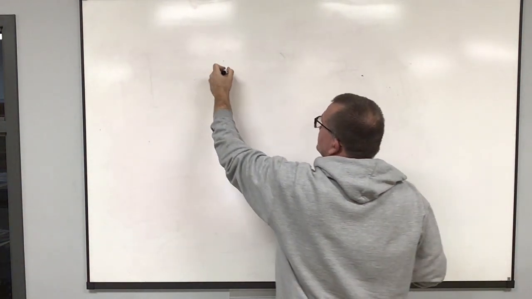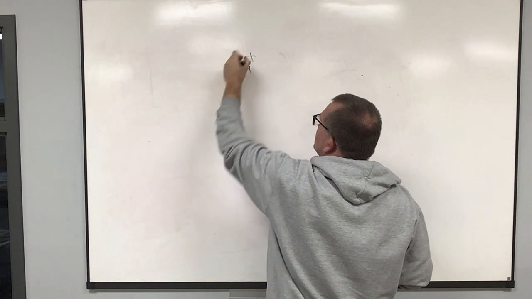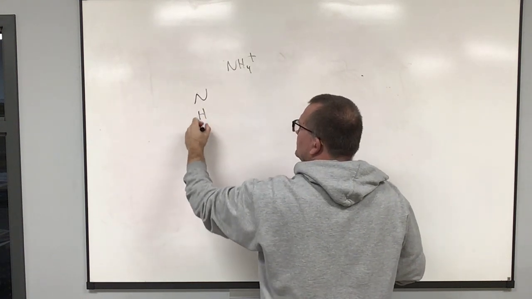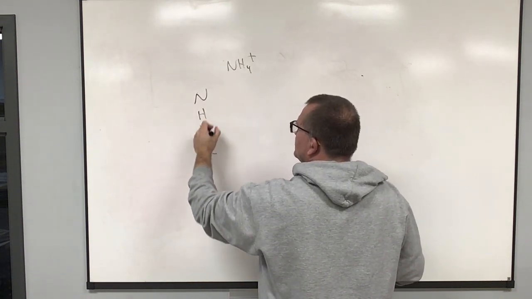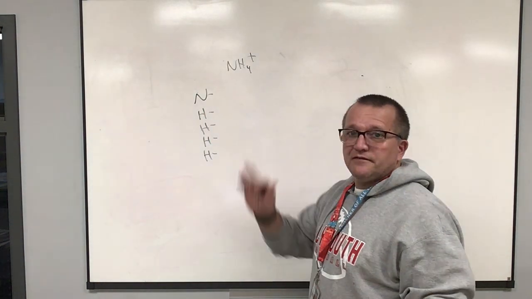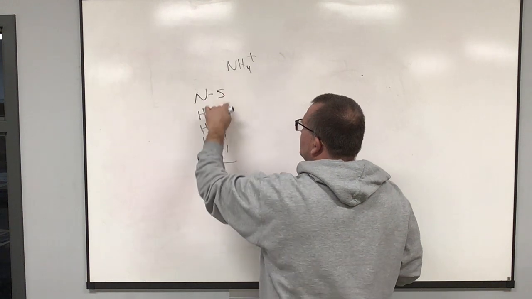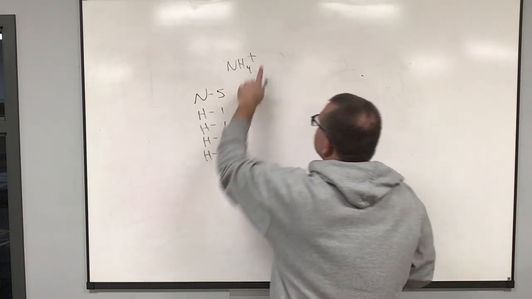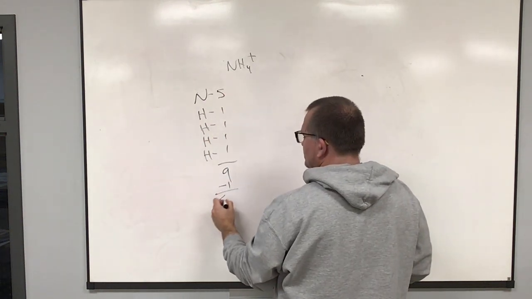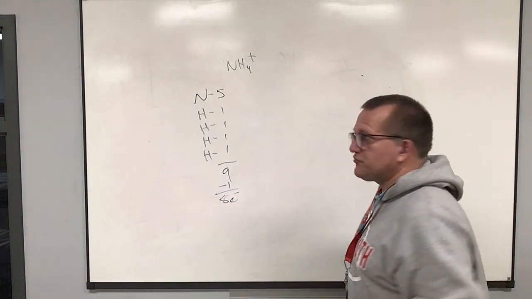So ammonium is NH4 positive, and there's 4 H's. Right? Nitrogen has 5 valence electrons. Each hydrogen has 1: 5, 6, 7, 8, 9. It has a positive charge, so I subtract 1. So I should have 8 electrons in my structure.